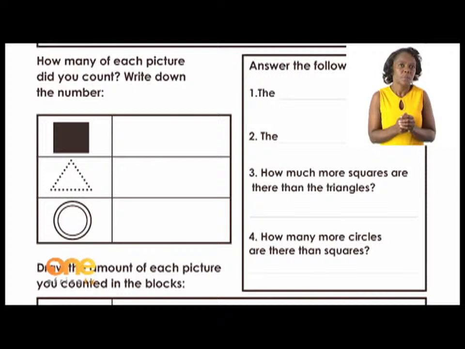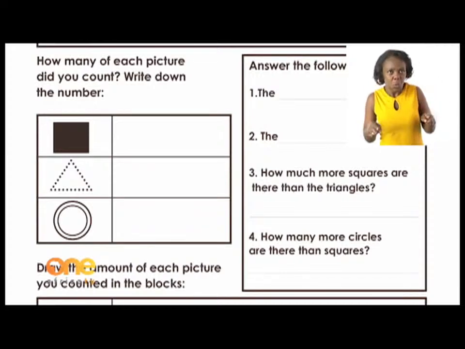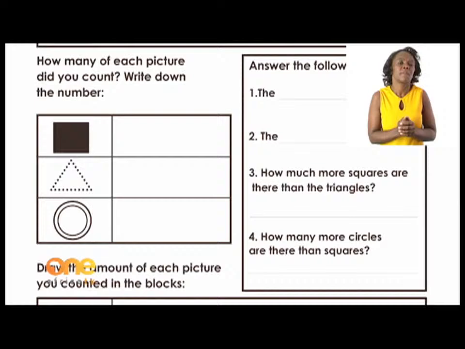Number 3, how many more squares are there than the triangles? So now we are comparing the squares and the triangles. How much of the squares are more than the triangles? What do you do there? What do you think we do there? You have to find out for me. I'm going to check on you tomorrow.